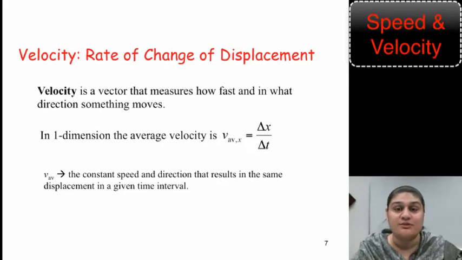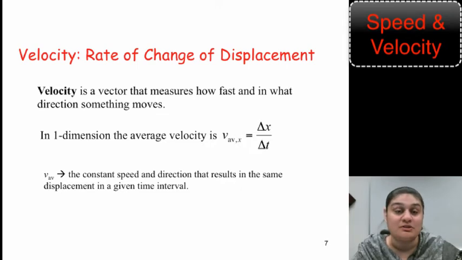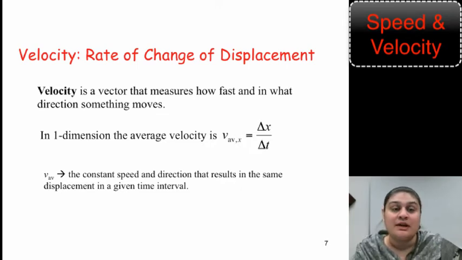Velocity is the rate of change of displacement. Velocity is a vector that measures how fast and in what direction something moves. So in fact, velocity is the rate at which the displacement occurs. As we talked about in the last lecture, displacement and distance are two different things. So be very careful. Velocity measures displacement, speed measures distance. In one dimension, the average velocity is given by the rate of change of displacement with respect to time, given by this equation here.